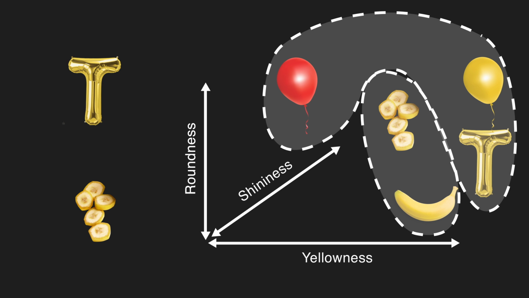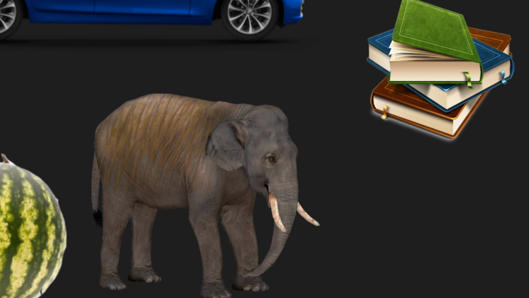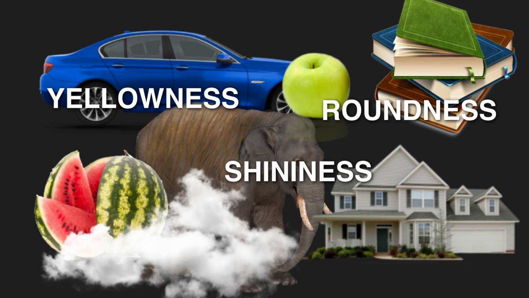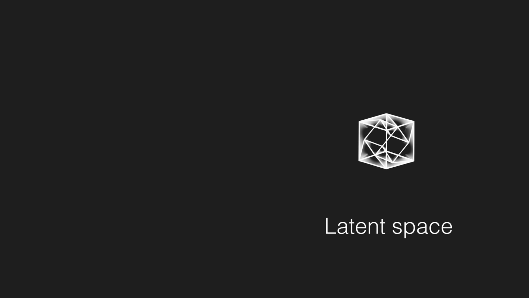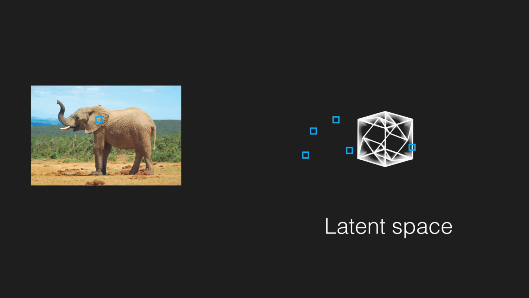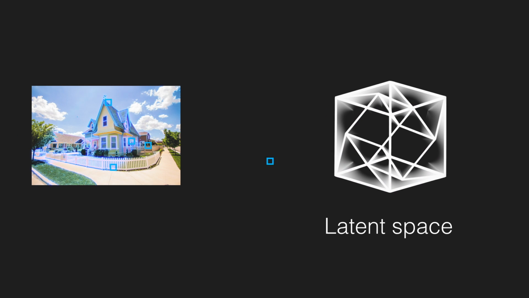But what if we want our model to recognize not just bananas and balloons, but all these other things? Yellowness, roundness, and shininess don't capture what's distinct about these objects. That's what deep learning algorithms do as they go through all the training data. They find variables that help improve their performance on the task, and in the process they build a mathematical space with way more than 3 dimensions.